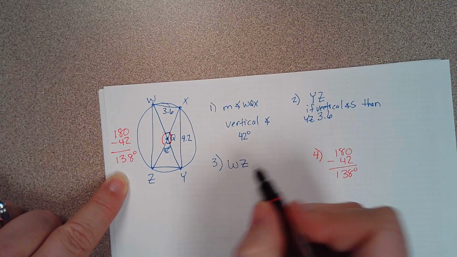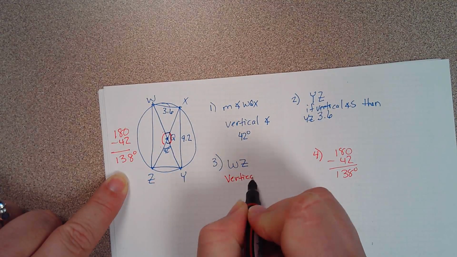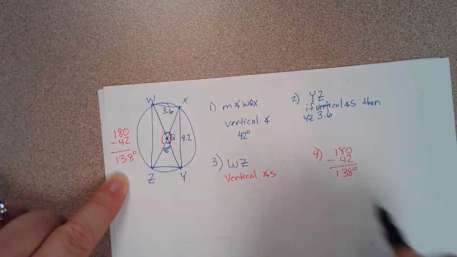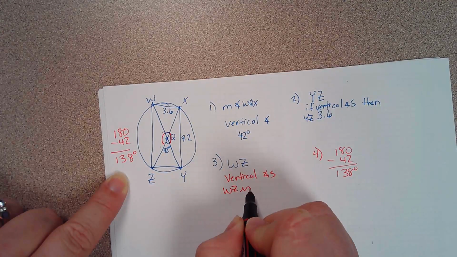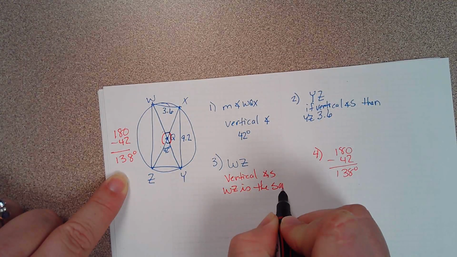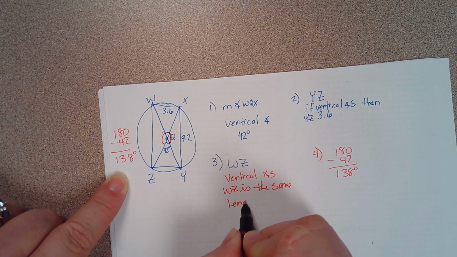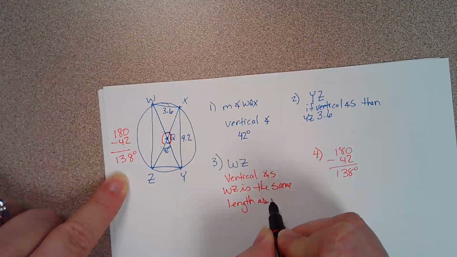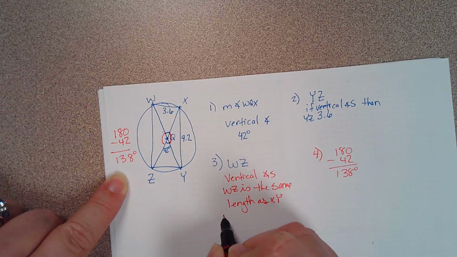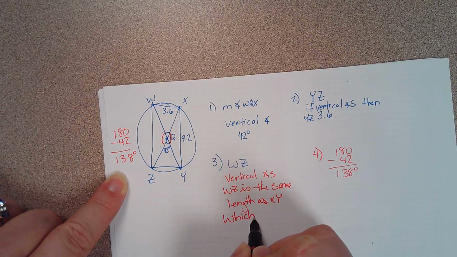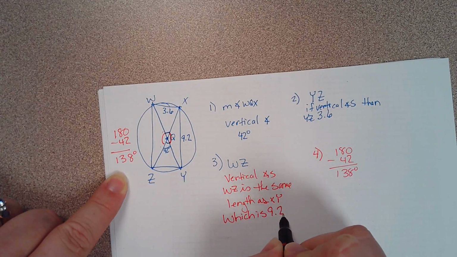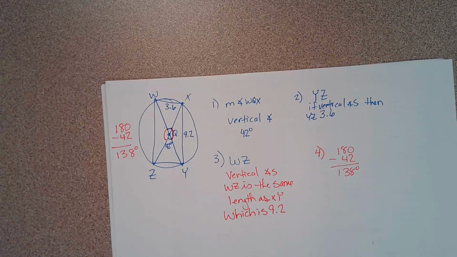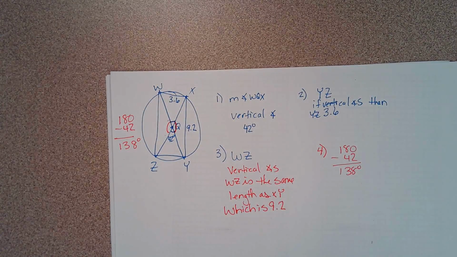So we're going to say over here by vertical angles, WZ is the same length as XY, which is 9.2. So that's just one way to do that, but it's easier to prove it by the angles, because we had already stated that if the angles are the same, and in this case, then it's going to make it easier. Okay, so that is 1 through 4.